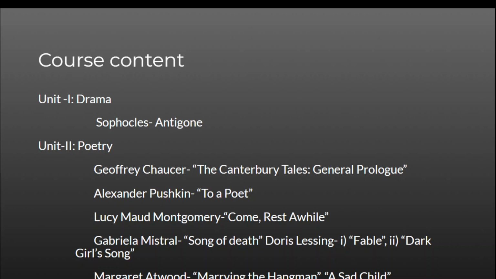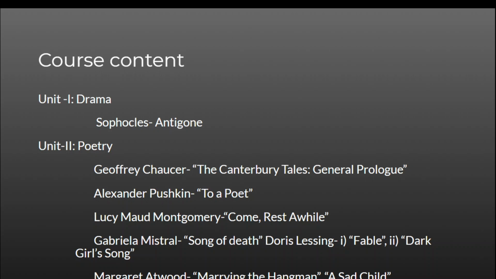Then we are going to learn the great Russian poet Alexander Pushkin, along with the famous Canadian poets Montgomery and Margaret Atwood. We are also going to study the amazing poems by the Latin American poet who was awarded the Nobel Prize in 1945, that is Gabriela Mistral. It is a pseudonym. She is Lucila Alcayaga.